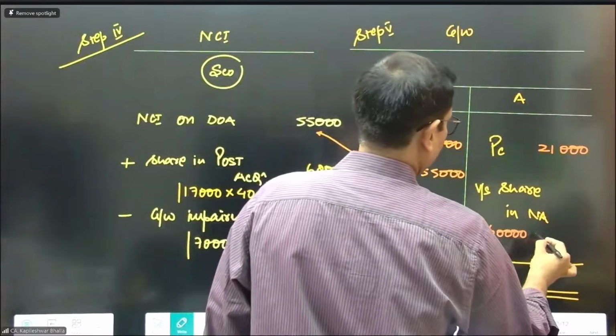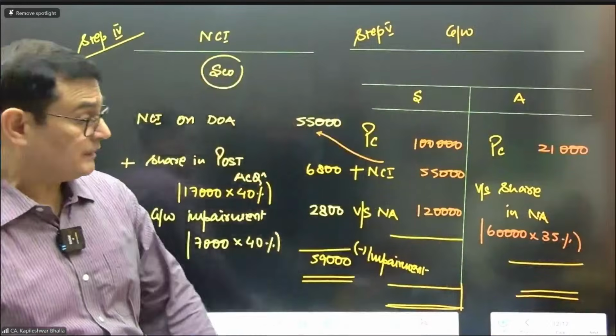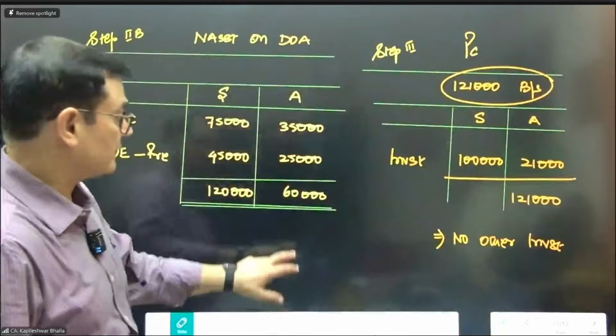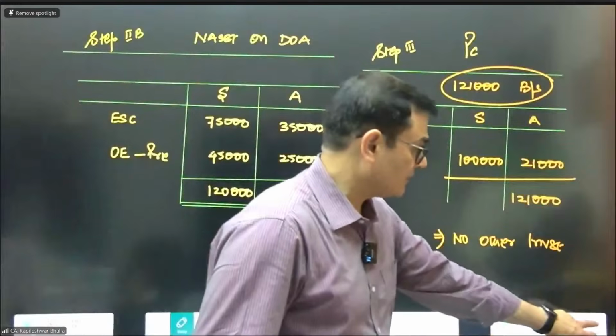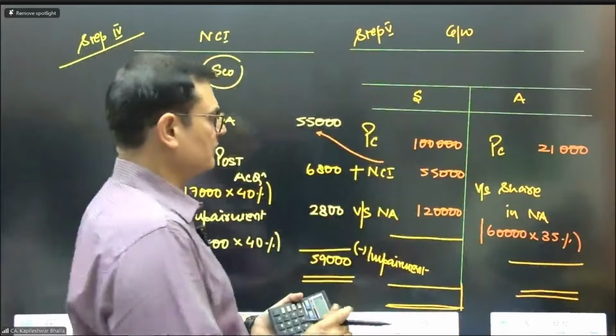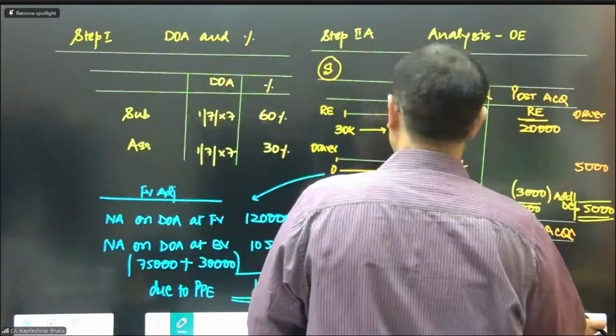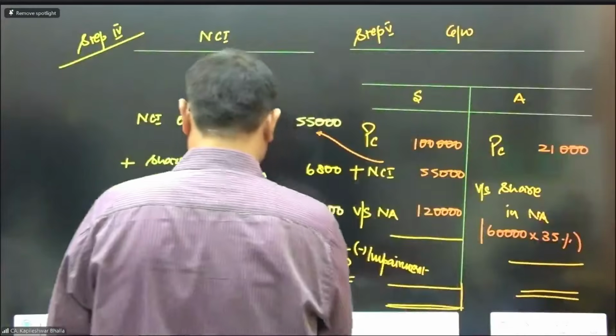Out of 60,000, 35% belongs to the associate. So here also we have taken the net assets as 60, and out of the 60, we have taken 35% stake. No, it was 35 or 30%, I think. 30%. The stake is supposed to be 30%.